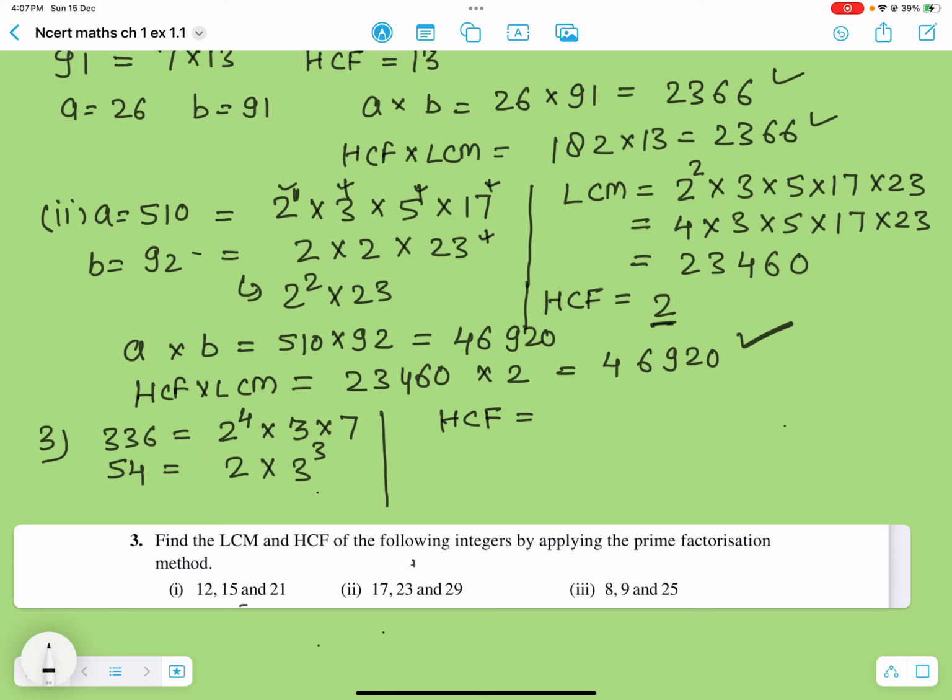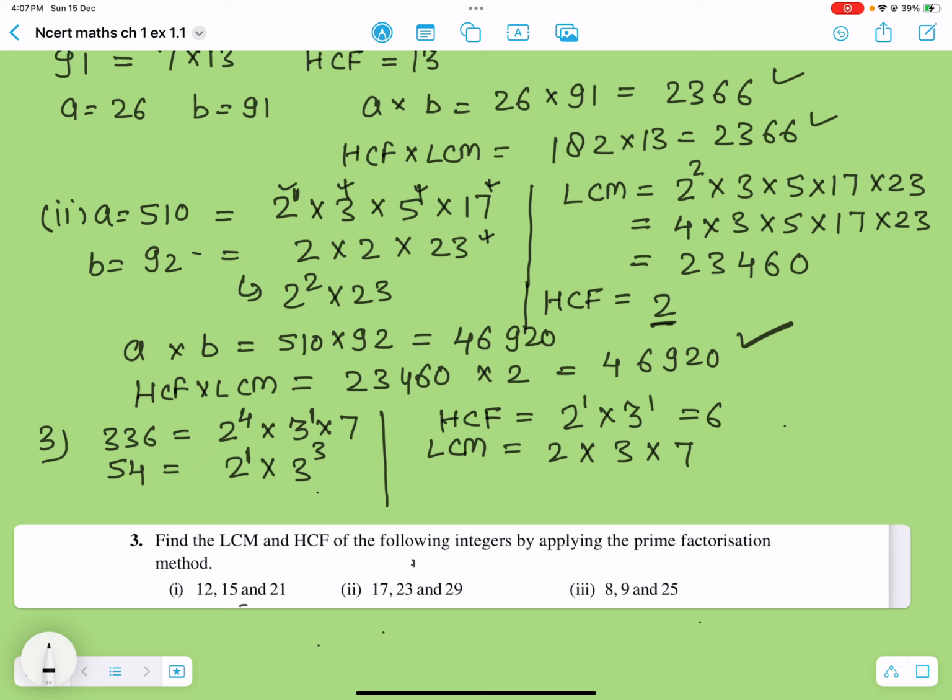2, and the other number is 3, and we need to take the least power, right? So the least power for 2 is 1 here, and for 3 it is again 1. So the HCF becomes 6, and for LCM, we note down all the prime factors, 2 multiply 3 multiply 7, and we'll take their highest powers.